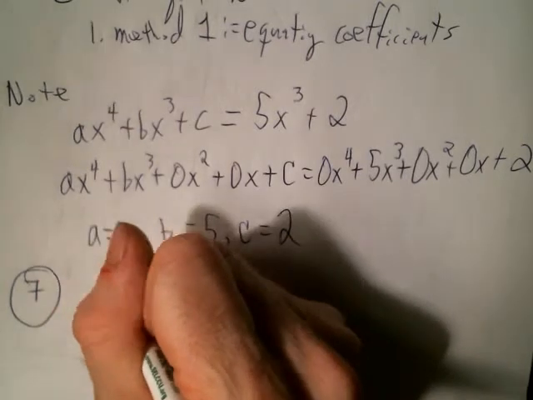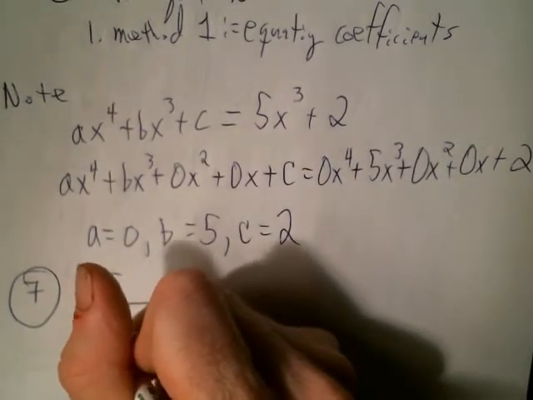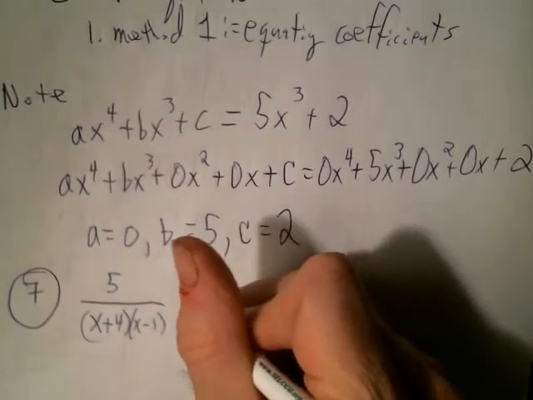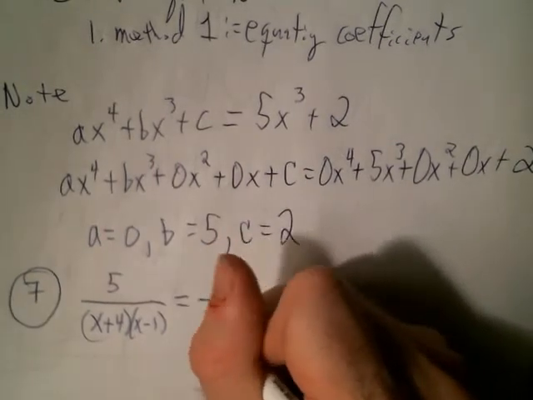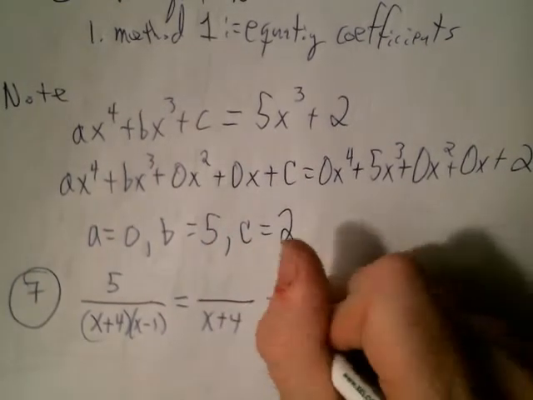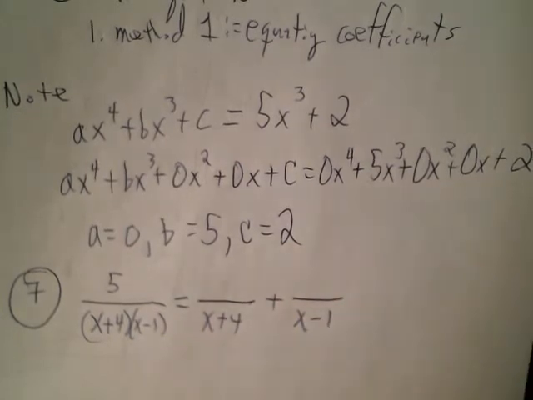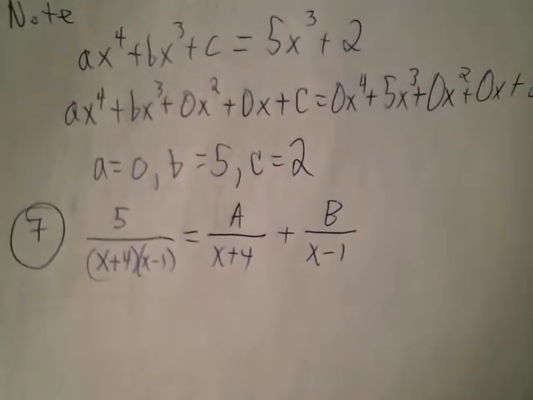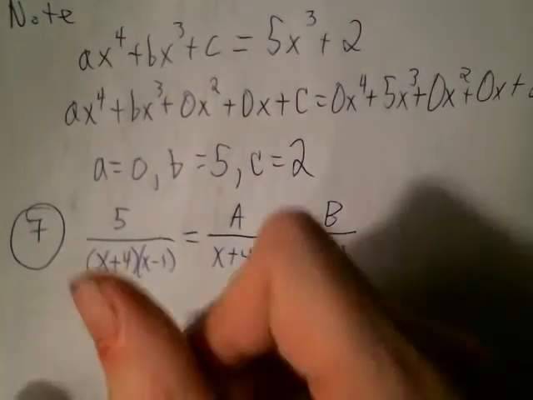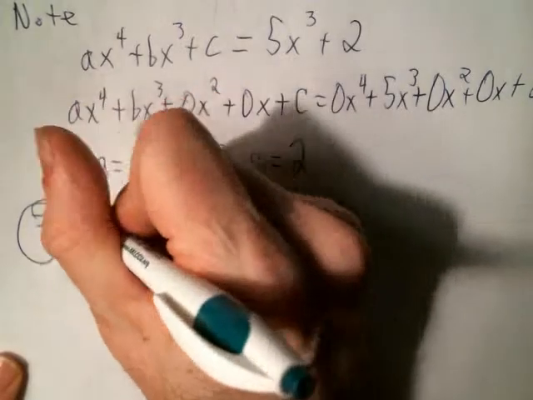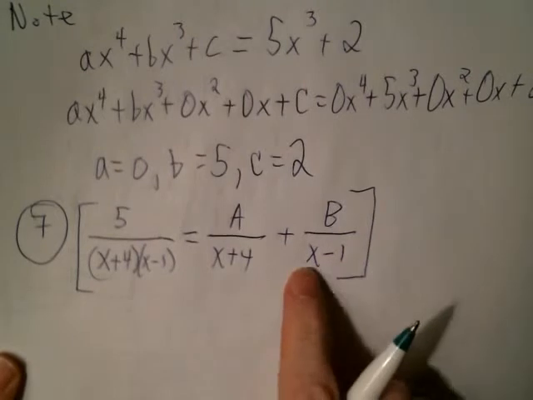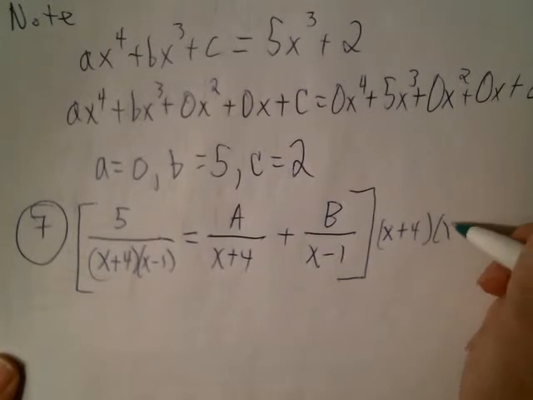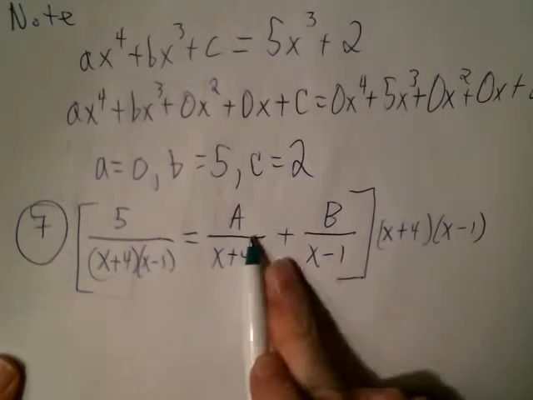So let's look at number 7. I'm given 5 all over x squared plus 3x minus 4, but we're going to factor it: x plus 4 times x minus 1. And then we do our setup. I'd have a fraction for x plus 4, and then a fraction for x minus 1. Across the top in the numerator, I'll have A and B. Okay, and now the method kind of ensues. What I want to do first is multiply to get rid of the denominators, and that comes down to multiplying the entire equation by this denominator here. Everything gets multiplied by it.